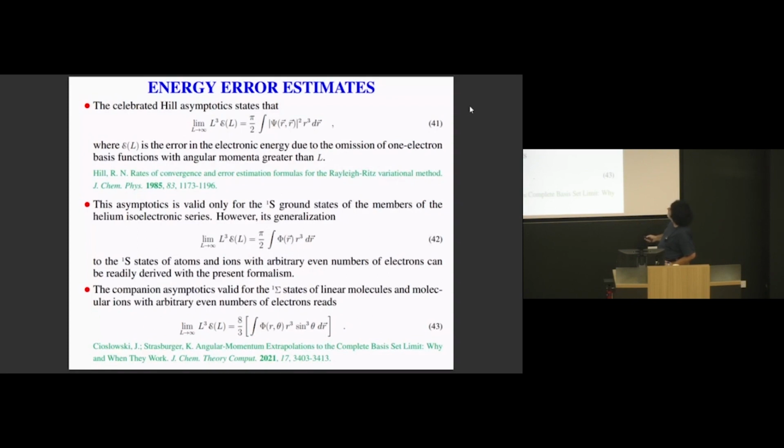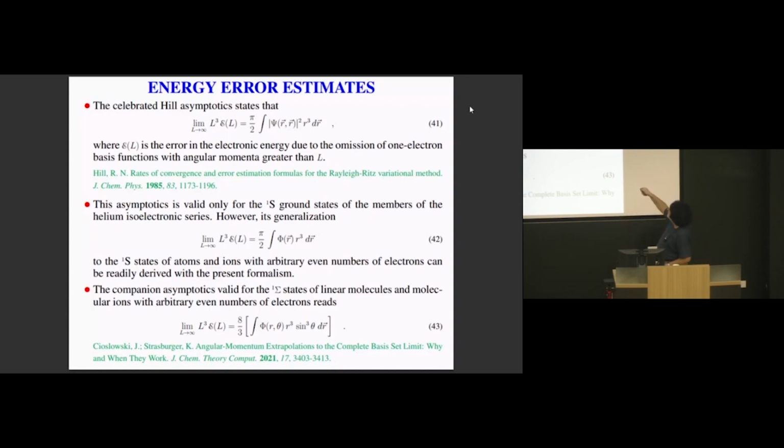Okay, very quickly, one can also get energy error estimates. The question is, we have a finite basis set with the so-called truncation error, and we can ask how much energy we are losing, or gaining actually, because the error is always positive. So what's the error in energy?